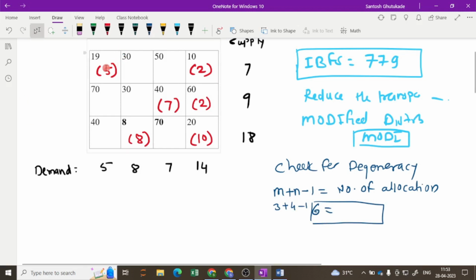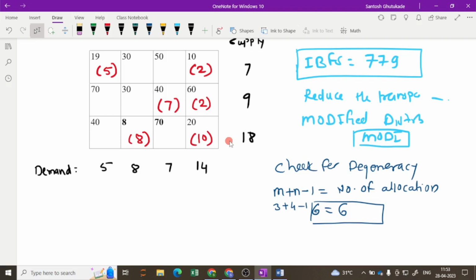In this problem, these are the allocations: 5, 2, 7, 2, 8, 10. If you count, there are 6 allocations. So this is not a degenerate problem, since m plus n minus 1 is equal to the number of allocations, 6 is equal to 6. So we can go for the modified distribution method, or MODI method.